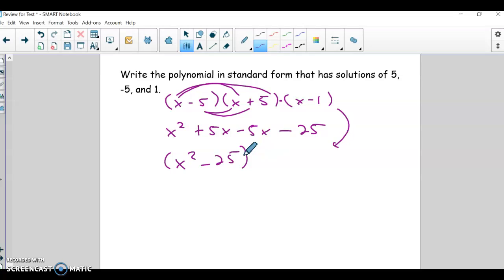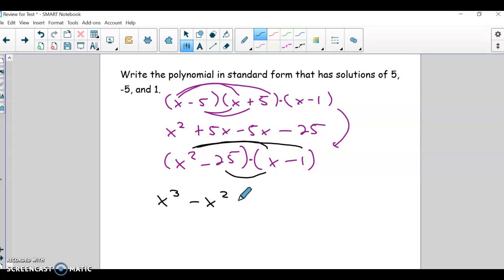Okay, and then I'm going to bring down the last thing, which is just x minus 1. And now multiply these together. In class, we do a big grid for this, but since they're both binomials, I'm probably just going to FOIL again. So x squared times x to the first, x squared times -1, -25 times x, and then -25 times -1 is +25.